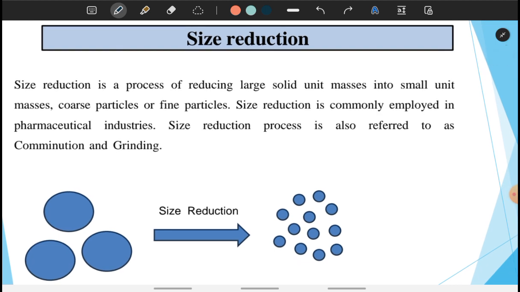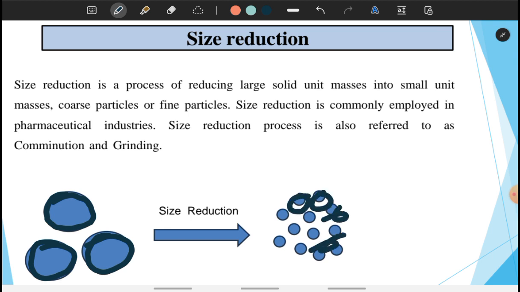Size reduction is the process of reducing large solid mass into small unit masses, coarse particle or fine particle. As you can see from the diagram, these are the large solid masses. These are reduced in size into the small fine particles. So large unit masses are reduced to small or fine particles by the application of size reduction.